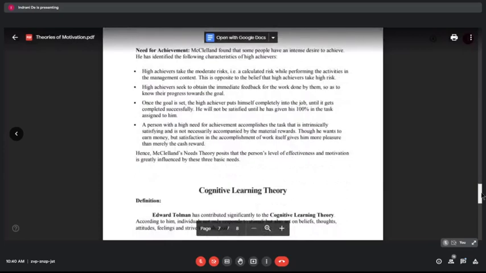A person with a high need for achievement accomplishes tasks that are intrinsically satisfying, and not necessarily for material reward all the time. The material reward or the monetary factor is important, but when I'm accomplishing a particular job and getting some satisfaction out of that job, this satisfaction is also giving me some pleasure. The monetary factor is not so important now. So this satisfaction is also becoming very important for them. That is the need for achievement.